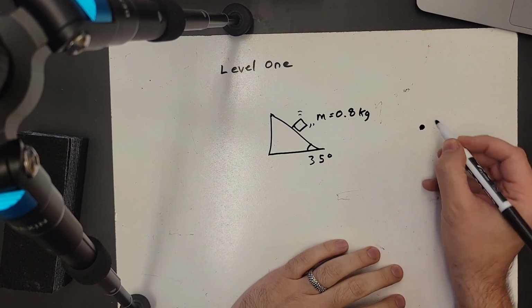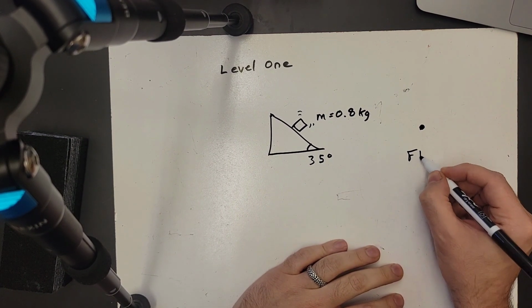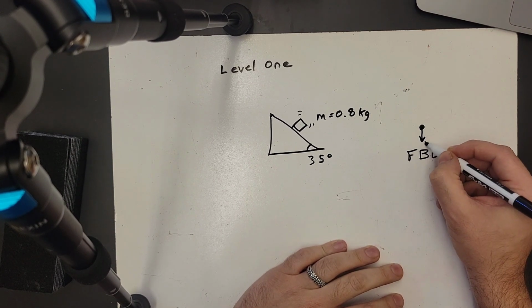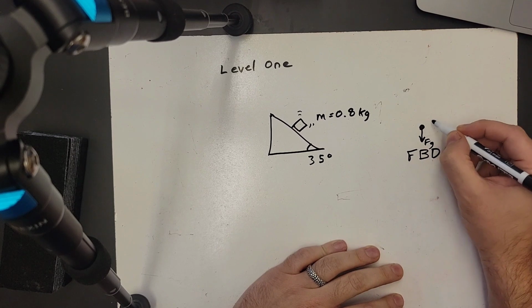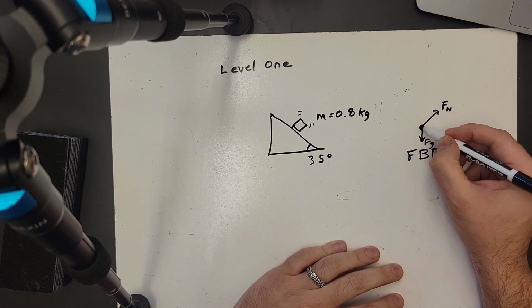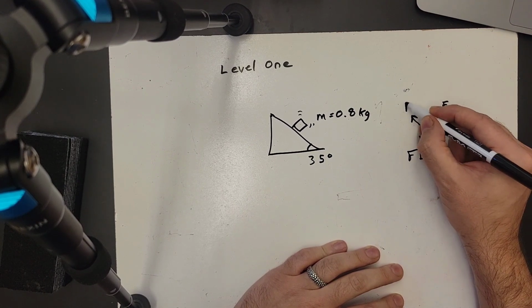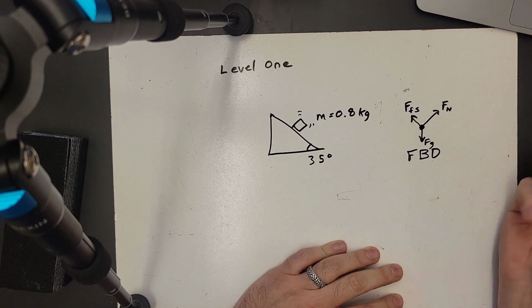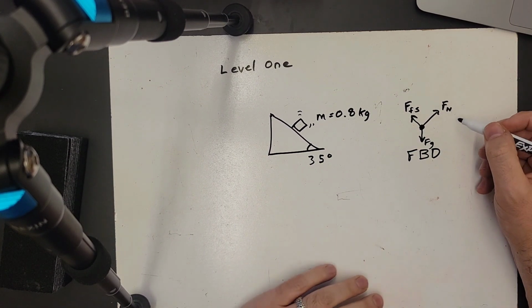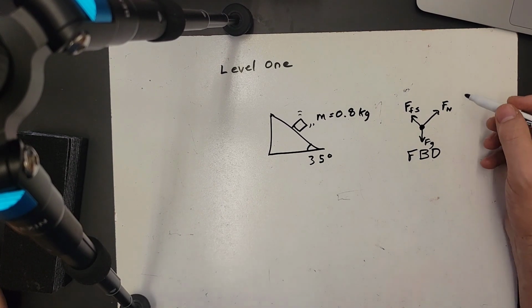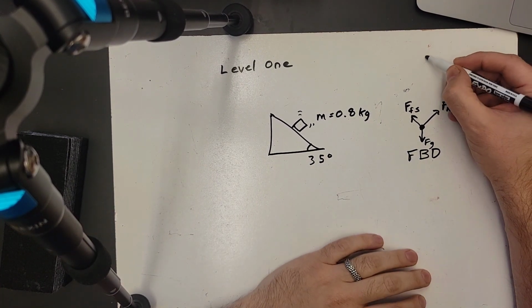Free body diagram time. I got gravity force down. I got normal force up. And I have the force of static friction. Force of friction static.